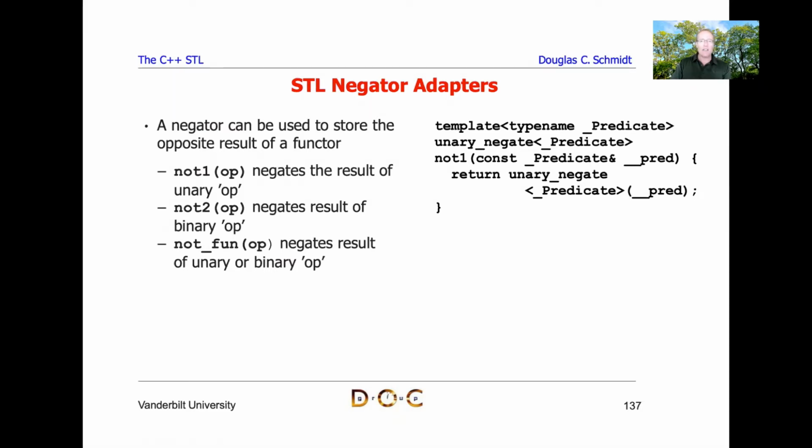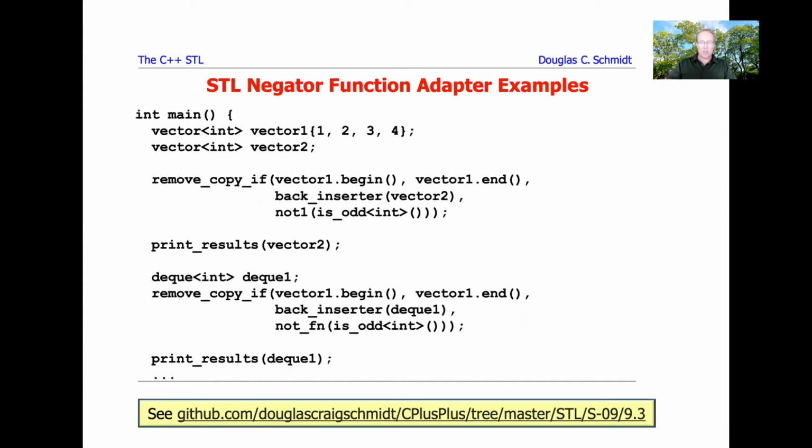There's not1, not2, and not_fn. And actually, I think it's not_fn. So we'll see when we look at the code. And let's go ahead and take a look at this. We're going to look at a bunch of examples of these.